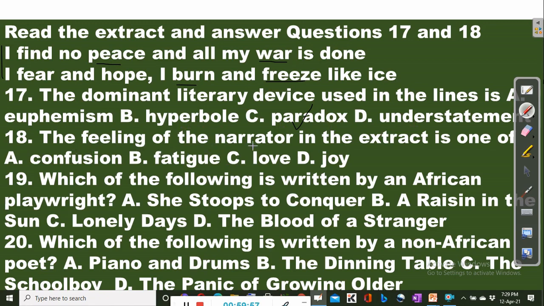Question number 18. The feeling of the narrator in the extracts is one of A, confusion, which is correct. B, fatigue, no. C, love, no. D, joy, no. I already mentioned that on the surface, when you look at a paradox or a paradoxical statement, you think it is untrue, until you really look closely at it, and then you begin to decipher the hidden truth in it. So at first, it really appears confusing. So it gives you a feeling of confusion.